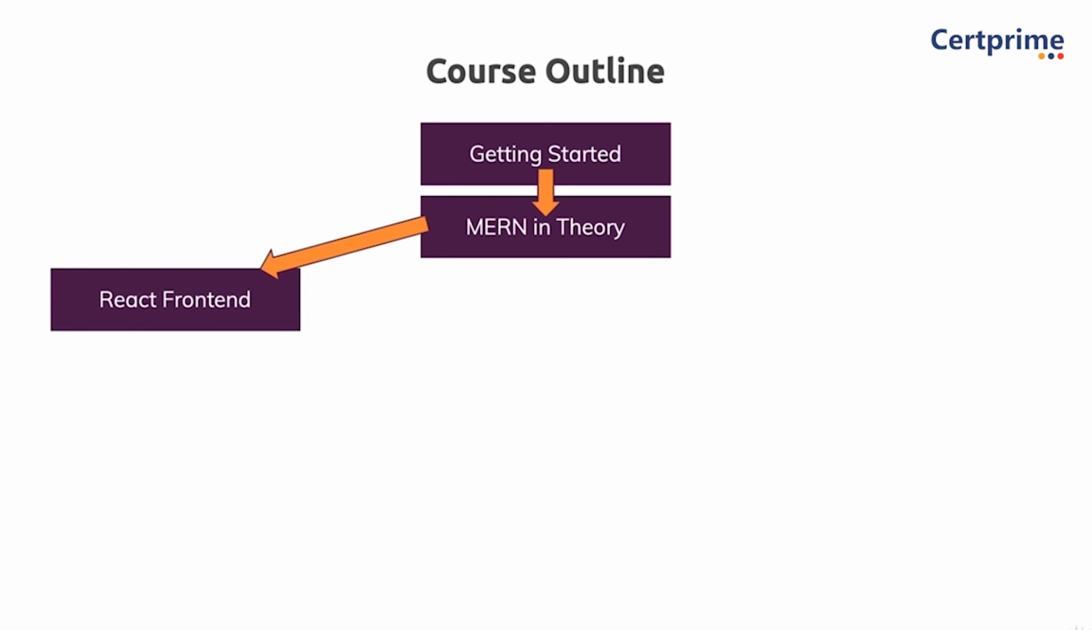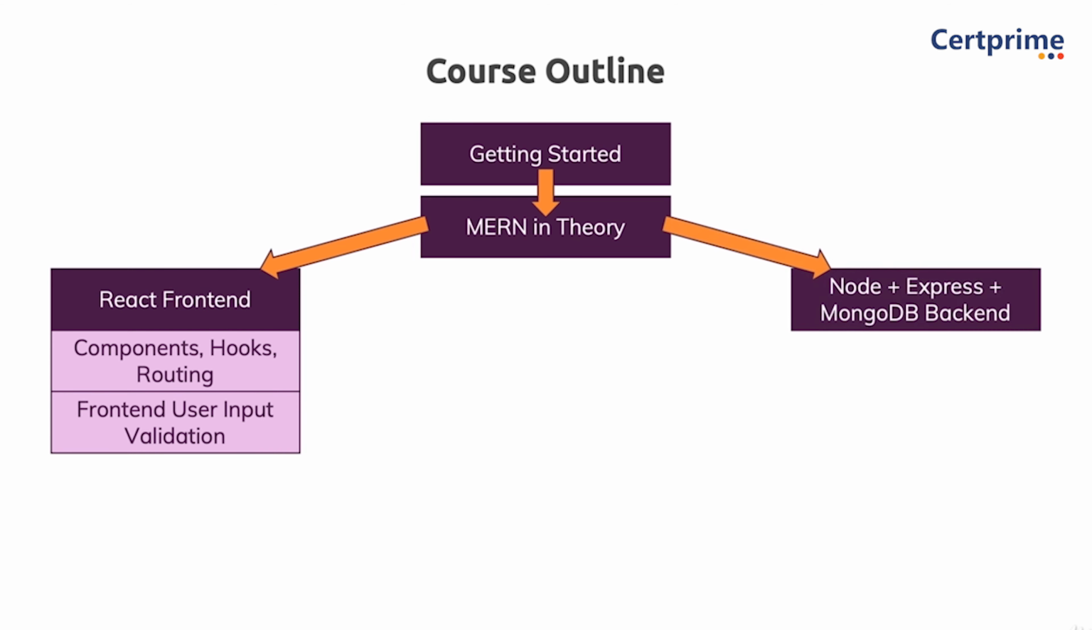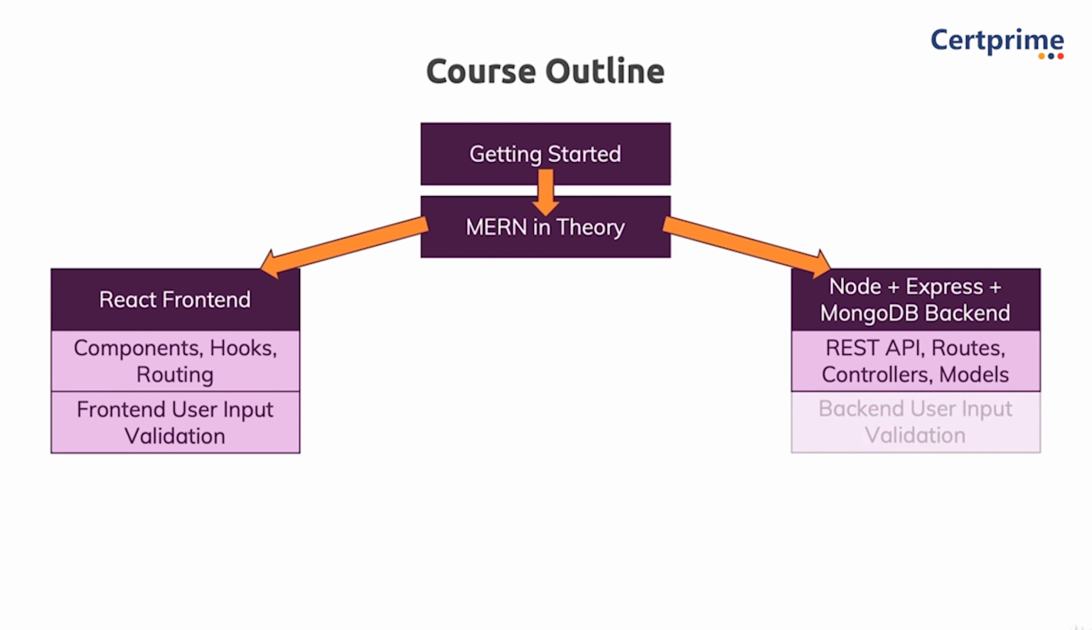We will start with the React frontend. For this, we'll use features like components, hooks, routing, and we'll also add front-end user input validation. And with that, towards the end of this module, we will have a nice looking and, from a front-end perspective, working application. What's missing here, of course, is the backend then. Here we'll focus onto Node and Express, we'll create our own REST API, implement our own routes, use controllers and models, and as we did it for the front end, now it's time for the backend user input validation.